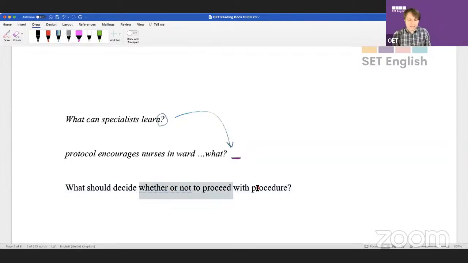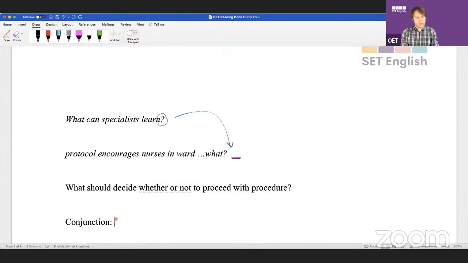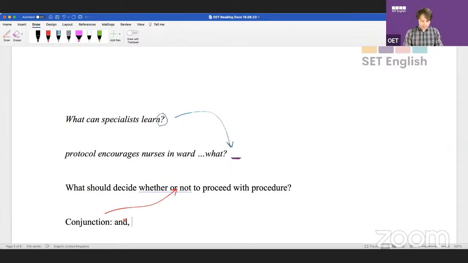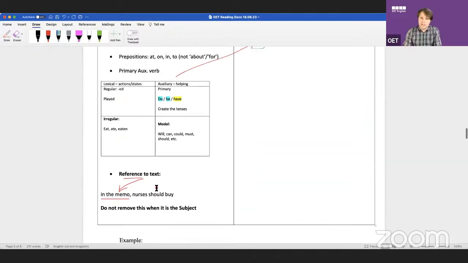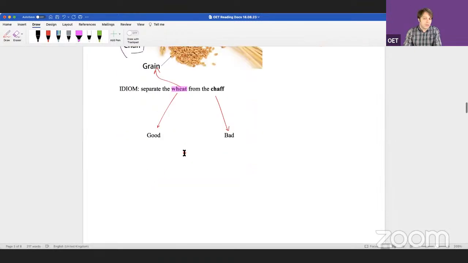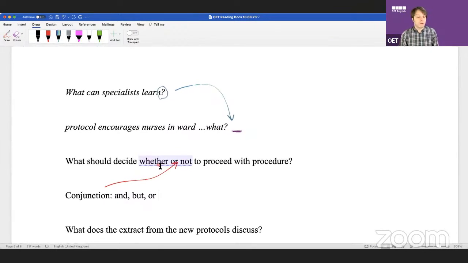Now, can I remove any of this? Is this a preposition? Is that a preposition? Yes, it's a preposition. This is a conjunction. Give me examples of conjunctions, guys. And, but, or. Can we remove them? I don't think so. No. When it comes to conjunctions, it's the wheat. It's good stuff. We need it. It's not chaff. So actually, this is a long question. There's not many things we can remove.